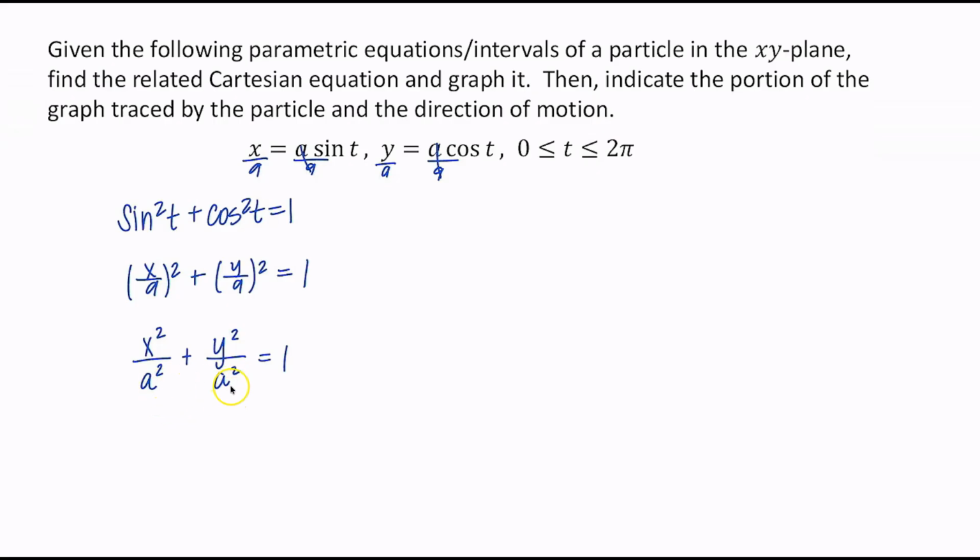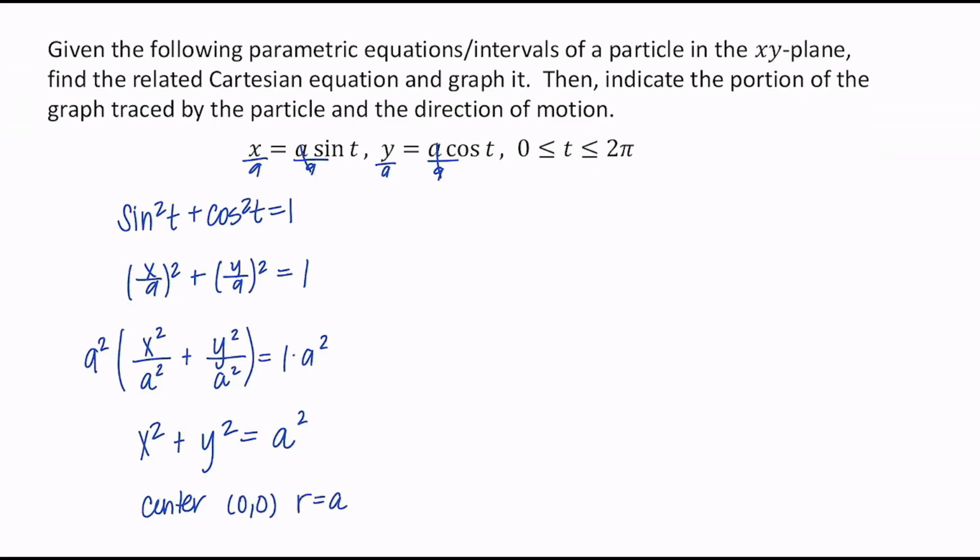Notice that here the denominators are the same. So what I can do is clear fractions. I can multiply the left and right side by a squared. So this a squared would distribute and cancel in both cases. So I get x squared plus y squared is equal to a squared. So what did we get? We got a circle. This is the equation for a circle. The center of this circle is 0, 0, and the radius is a. Normally it's x squared plus y squared equals r squared, where r is the radius. So here the radius is a.